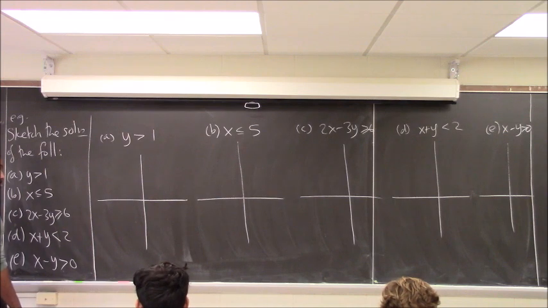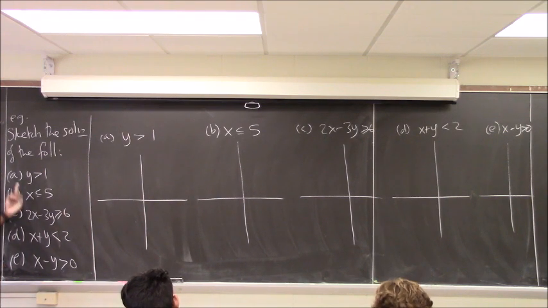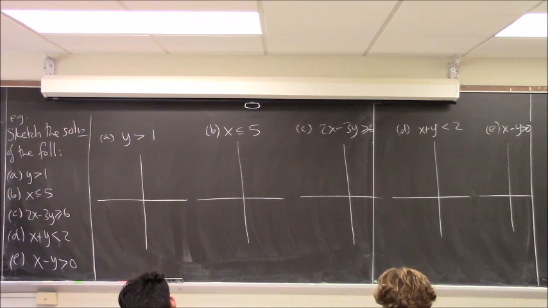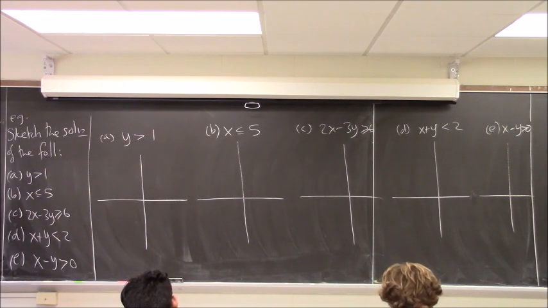So let's go over this. How do we sketch the solution to these inequalities? This is a linear inequality. Notice it follows the definition: a is 0, b is 1, c is 1 in the greater than sign, and similarly all these fit the definition.